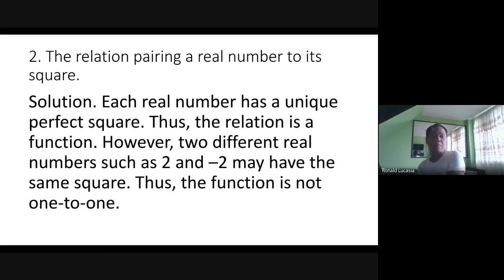Remember that each real number has a unique perfect square. Thus, the relation is a function. Tama naman, function siya. However, two different real numbers such as 2 and negative 2 may have the same square. Thus, the function is not one-to-one. Kasi yung 2, pag in-square natin yan, that's 4. And negative 2, when you square that, that is also 4. Meaning to say, the y-coordinate now is not unique.